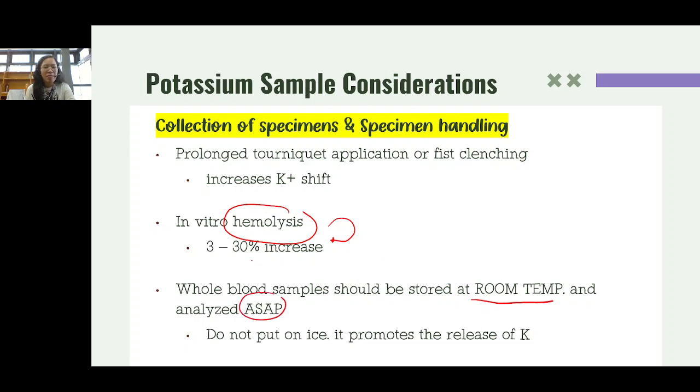Why? If you place ice on your sample for potassium determination, it will promote the release of your potassium, thus falsely elevating its concentration.